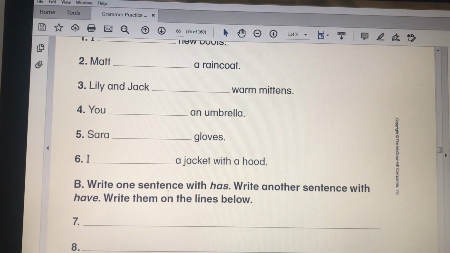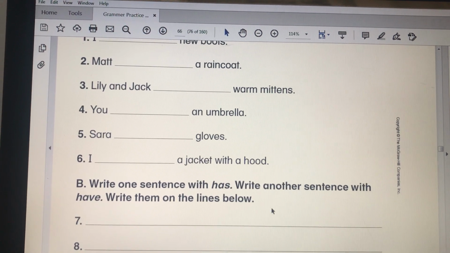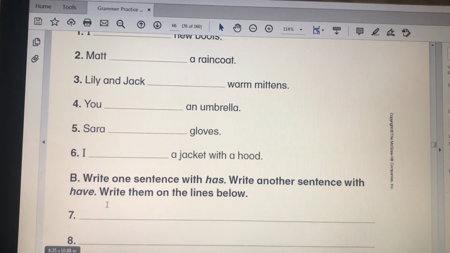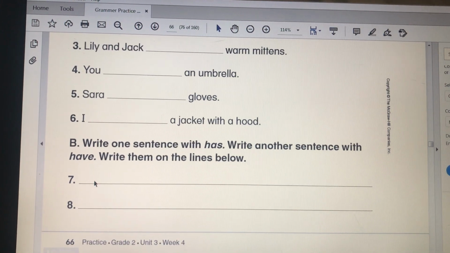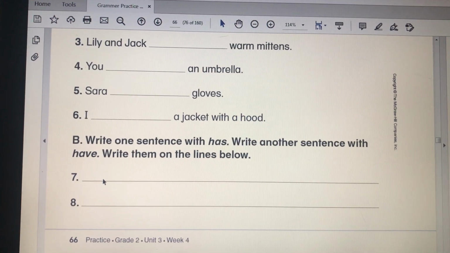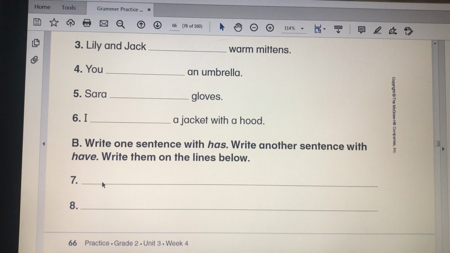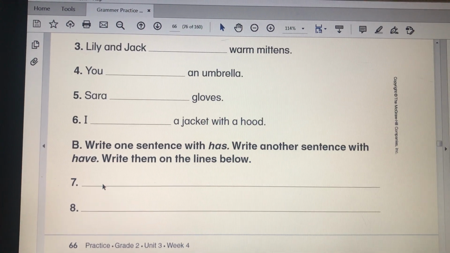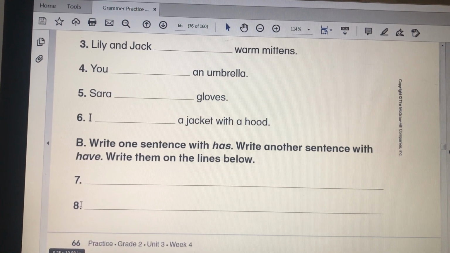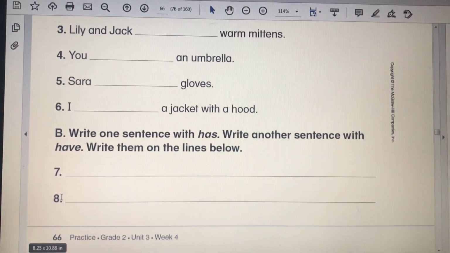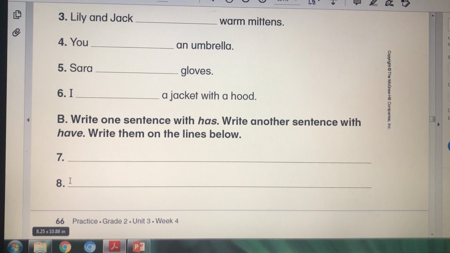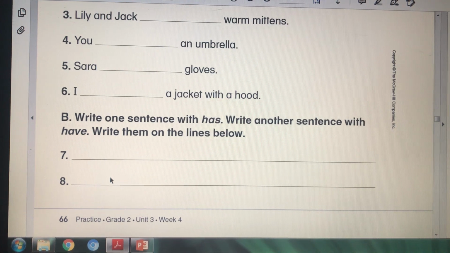Okay, so write one sentence with has, write another sentence with have. Write them on the lines below. So I'll give you guys the examples since you can't do it. 7 would be Julia has a big cup of coffee. And 8, so it's the same sentence, but when it's Julia, has a big cup of coffee, and when it's I, have a big cup of coffee.